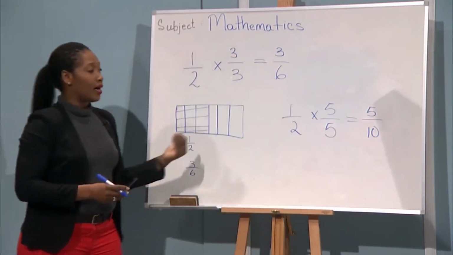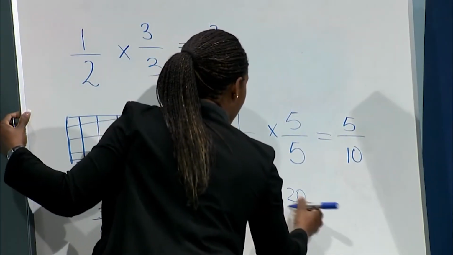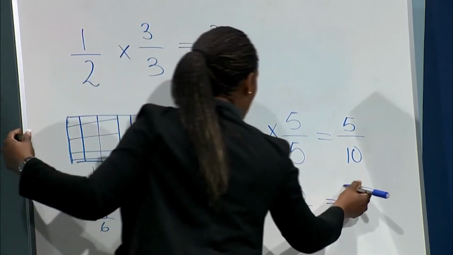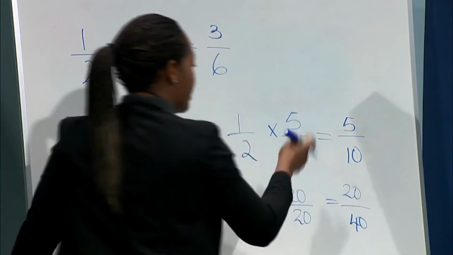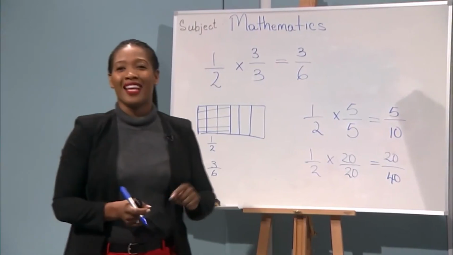3/6 is equivalent to a half. And I could have used 20. It doesn't matter once I am consistent with something. And we're going to look at that. So 20 times 1 is 20. 20 times 2 is 40. So 20/40 is equivalent to a half.